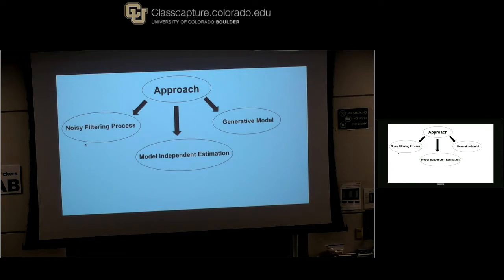However, this clearly has a pitfall in the sense that the generative model is only as good as the data that we put into it, and so there are issues because the data that we have is fairly sparse. And the third approach is using a model independent estimate. That is, we directly look at the data and estimate the entropy from it. And this is the approach that we'll be using.